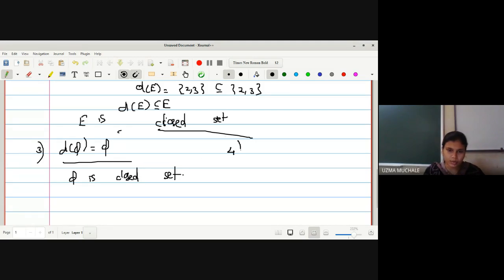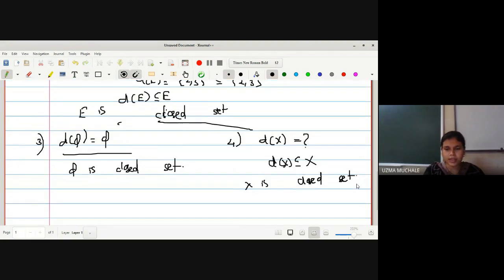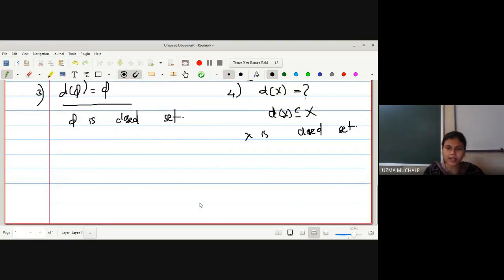Let us go for the fourth example, that is the derived set of X. What is the derived set of X? Whatever it may be, obviously the derived set of X is a subset of X itself. Either it is a proper subset or it is equal. So hence we can say that X is a closed set. After finding the derived set of X, it may be any set, but it is obviously a subset of X itself, because X is nothing but your universal set.